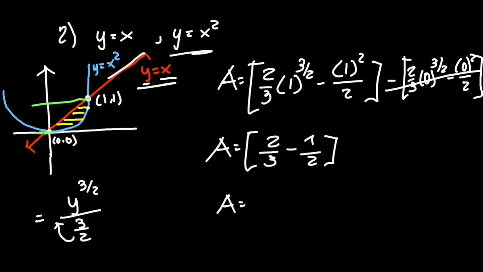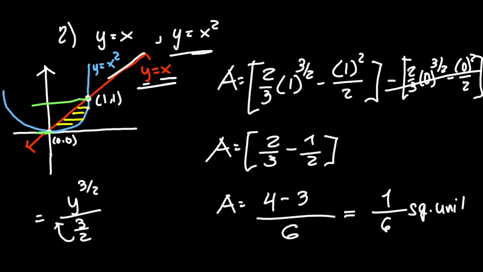And so by fraction, this would be 3 times 2, 2 times 2 would be 4, minus 2 times 1 would be 2, 3 times 1 would be 3. I mean, 2 times 1 would be 2 and 3 times 2 would be 6, and the common factor would be 6. And so this would be 4 minus 3 would be 1 over 6 square units.